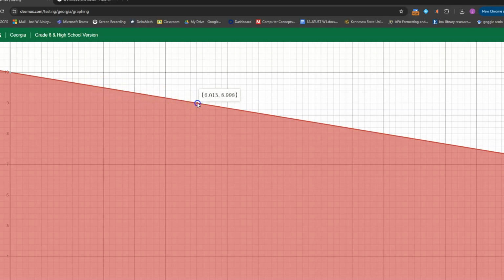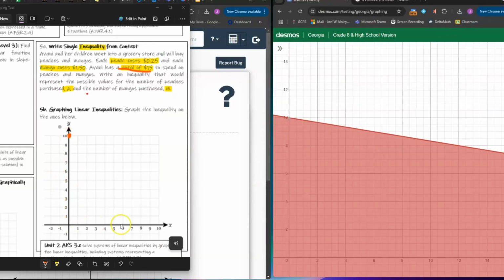So I can double check it by moving my cursor real close, and if it is correct, it's a corner, you'll see it become the coordinate. So this is the coordinate 6, 9. All right, so I'm going to go back to my paper. 6, 9 is a coordinate. Now be very careful when you're plotting this. Is this a dotted or closed line? It is closed or solid.